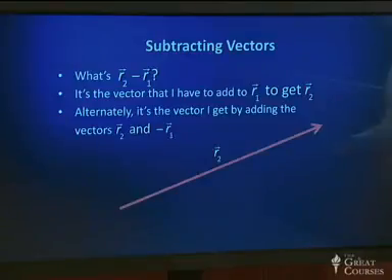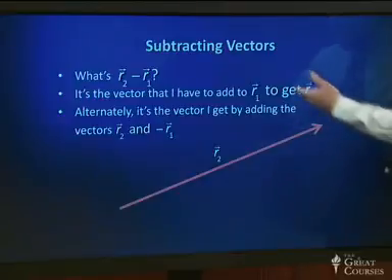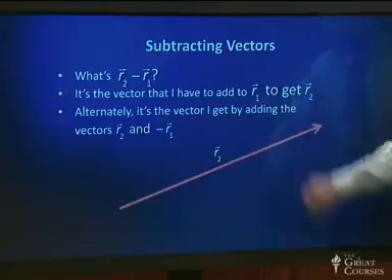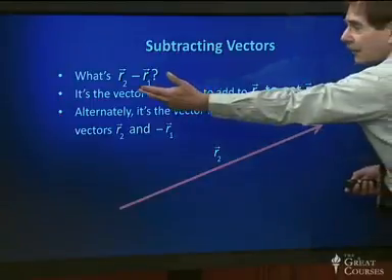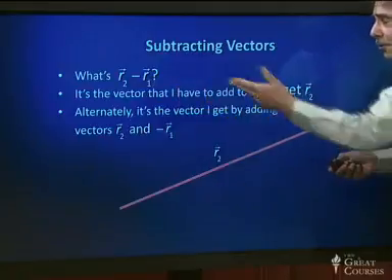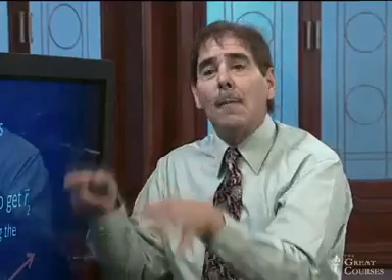Another way to look at it, what's R2 minus R1? Well, there was my first definition, but another definition is it's the vector I get by adding the vector R2 and the vector minus R1. Because one way of thinking of R2 minus R1 is it's R2 plus minus R1. So let's do that because we know how to multiply a vector by minus 1. It just flips its direction.